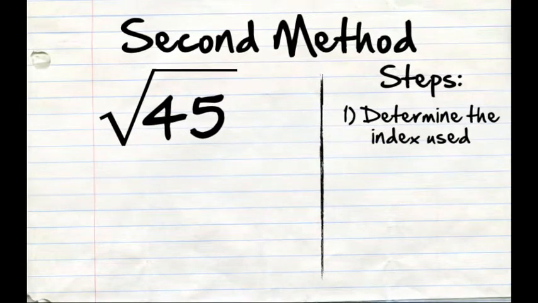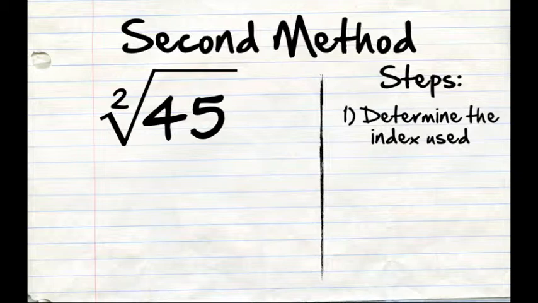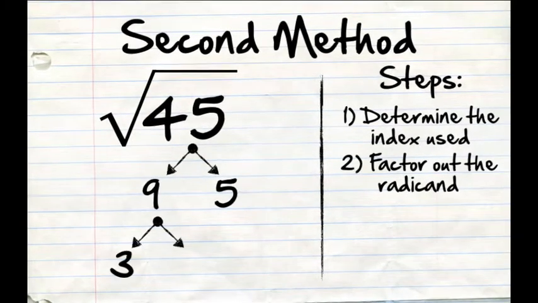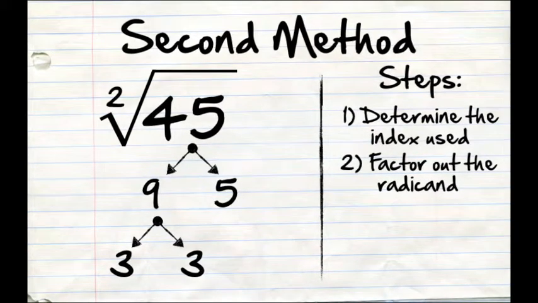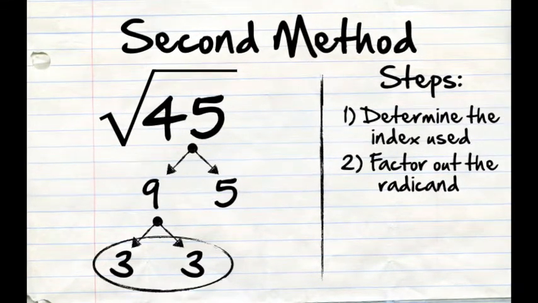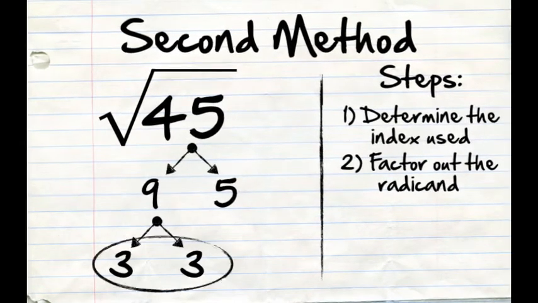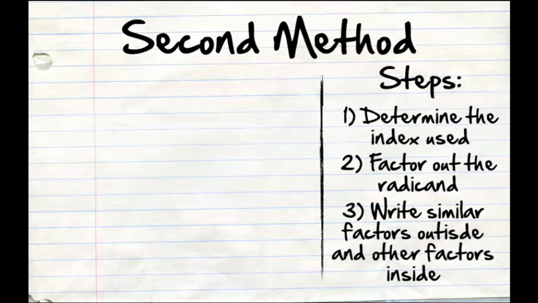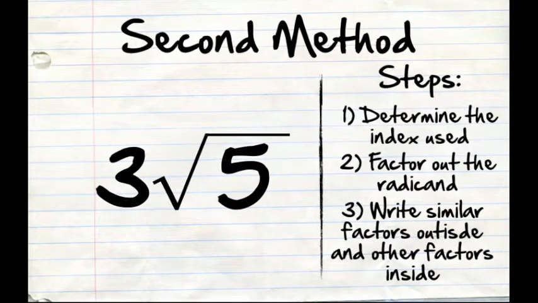The next step is to factor out the radicand. The factors of 45 are 9 and 5. 9 can still be factored into 3 and 3. Remember that we took note of the index. We now get two similar factors since the index is 2. Take note that the index corresponds to the number of similar factors that you will have to get. The last step is to write the similar factors as one number outside the radical sign, and the other factors, if there are any, will be written inside.